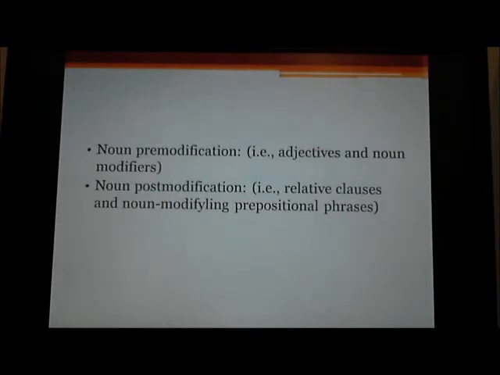The following examples show how mastery of noun pre-modification enables a speaker to express information more concisely. So, for noun pre-modification, examples of that would be adjectives and noun modifiers, whereas noun post-modification, examples of that would be relative clauses and noun modifying prepositional phrases. So basically, pre-modification is simpler to use.